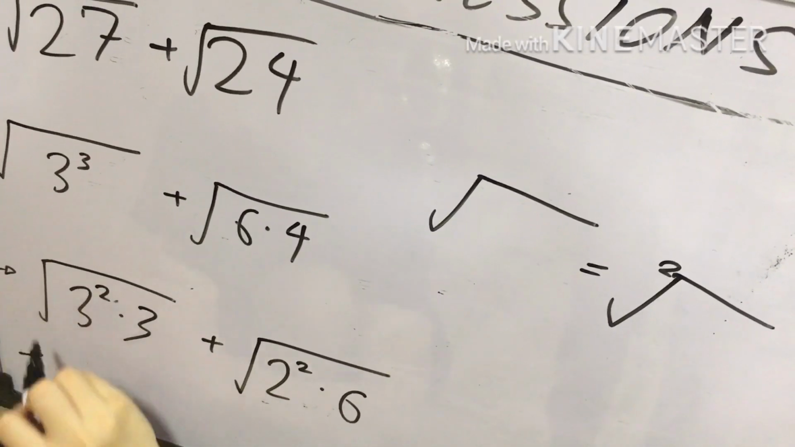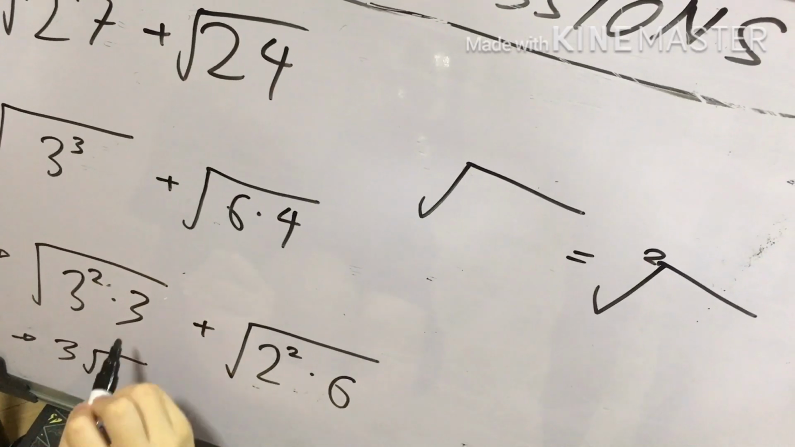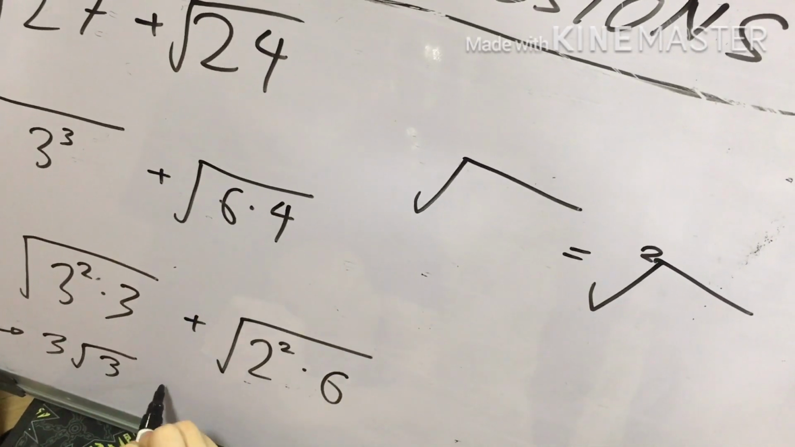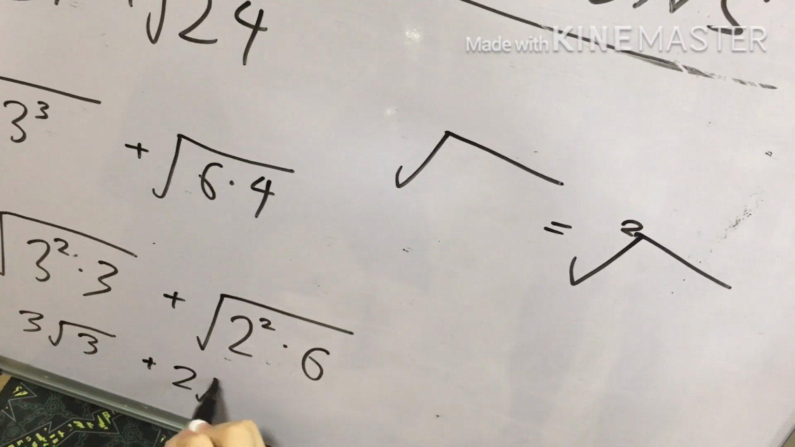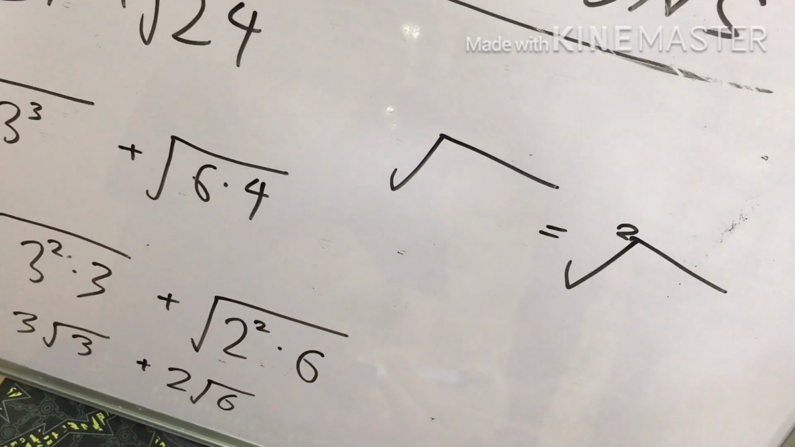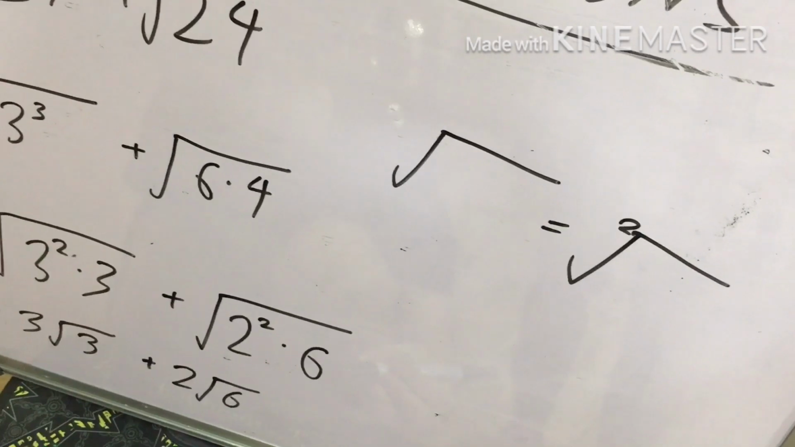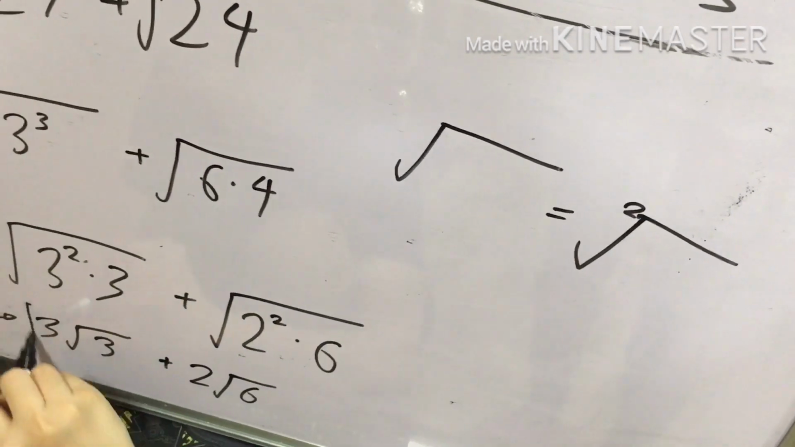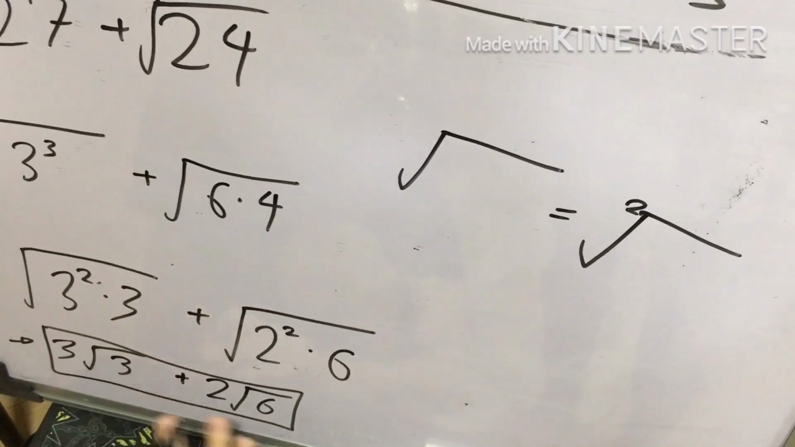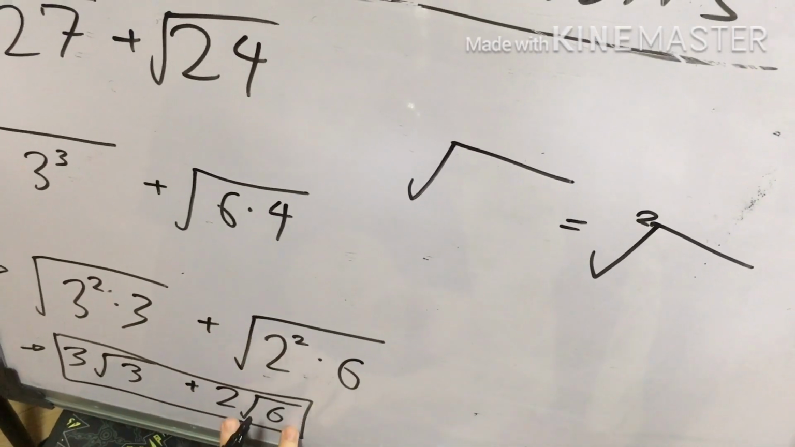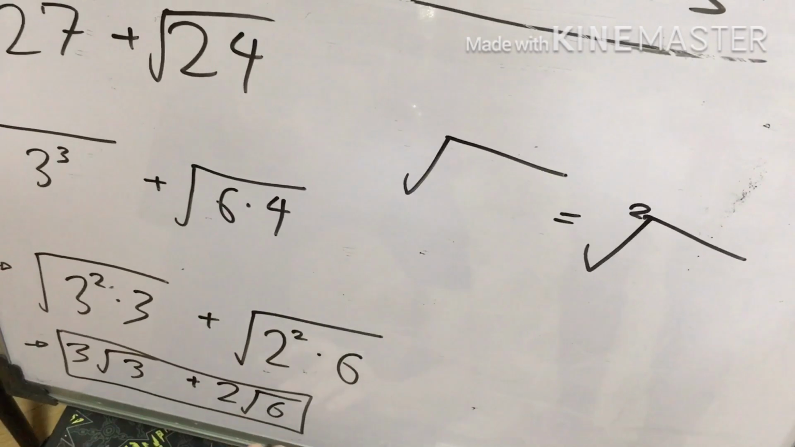Here, we can bribe it already. This one stays in jail. Plus, this one goes out. 6 stays in jail. Actually, this is already the final answer. Nothing else. We can't combine these two since this is 3, this is 6. We can't combine them, no choice.